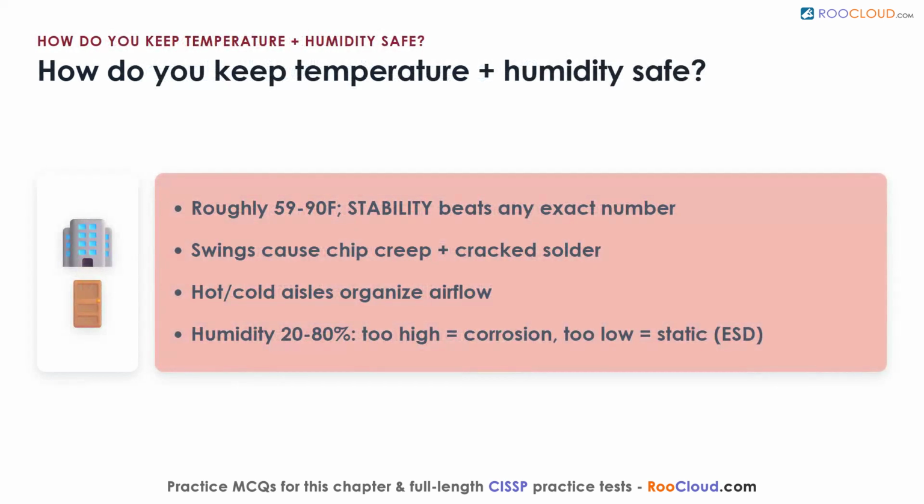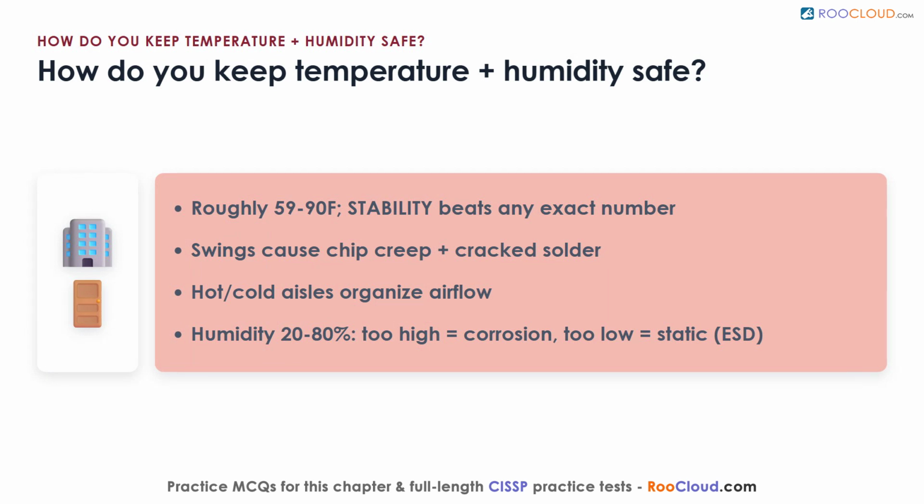How do you keep temperature and humidity in a safe range? By steady control, not just cold air. Equipment rooms generally sit between about 59 and 90 degrees Fahrenheit, but stability matters more than any exact number because swings expand and contract components. That oscillation causes chip creep, where seated chips slowly walk out of their sockets and can crack solder joints. In big rooms, hot and cold aisles line up racks so intake vents pull cool air in and capture the hot exhaust, keeping the flow organized.